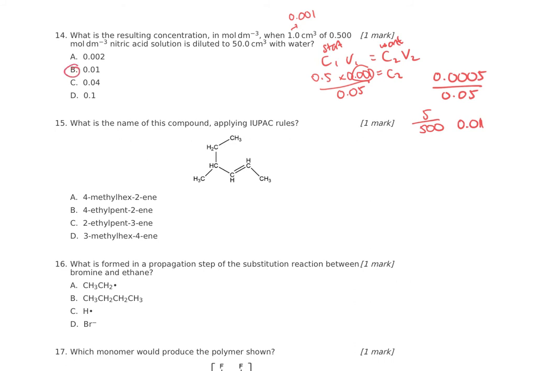Okay, what is the name of this compound applying IUPAC rules? So looking at the longest chain, that's going to be the longest chain, so we've got a methyl group there. So I can get rid of my ethyl one straight away. So I have 1, 2, 3, 4, 5, 6. Double bond takes priority. So it's going to be hex-2-ene. So I don't need to go any further.